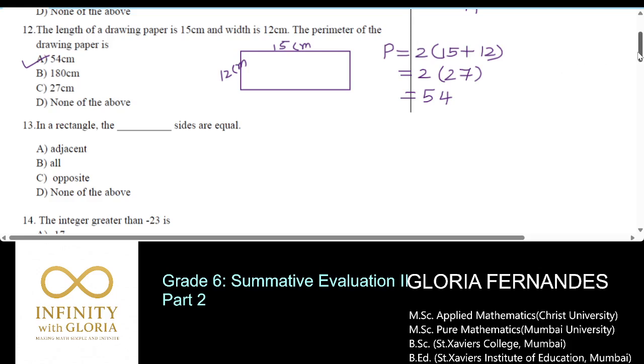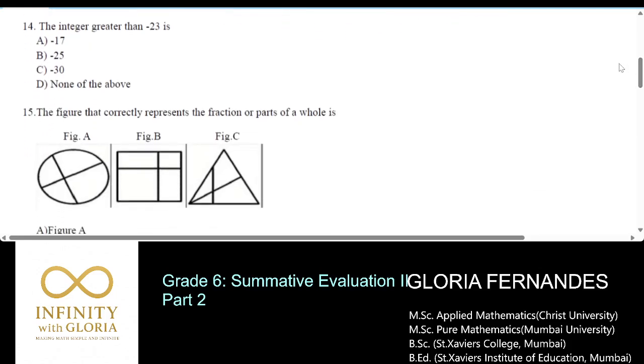Okay. Now the next question is, in a rectangle the dash sides are equal. Now see, I have just drawn the rectangle. So in the rectangle what happens? The opposite side, see here, this is 15, that's why this is also 15. This is 12, that's why this is also 12. So in the rectangle you have opposite sides equal. Got it?